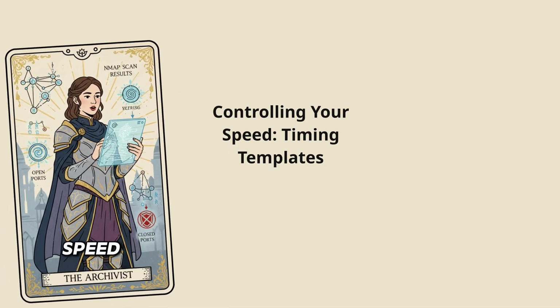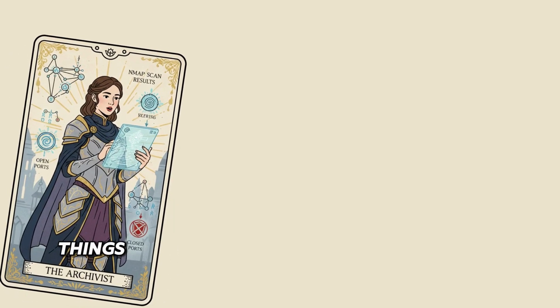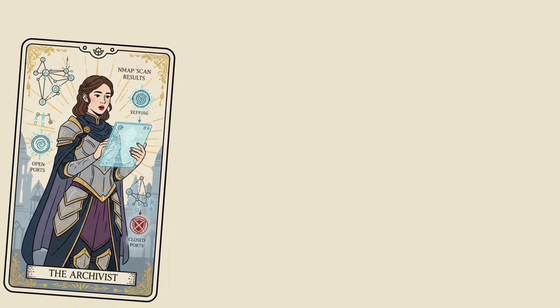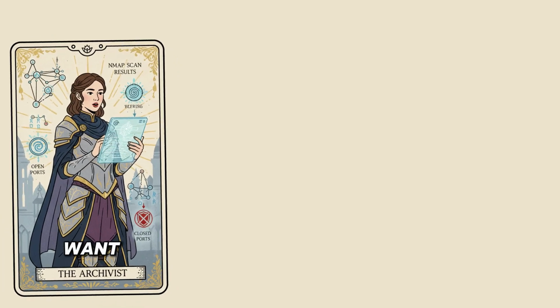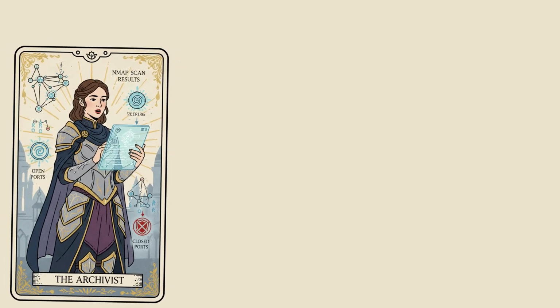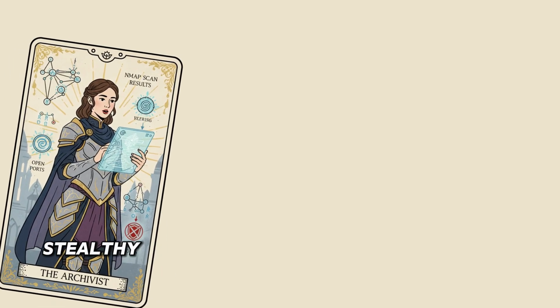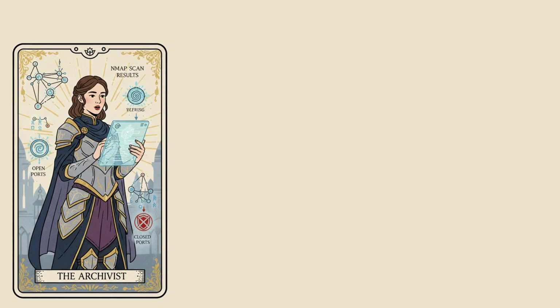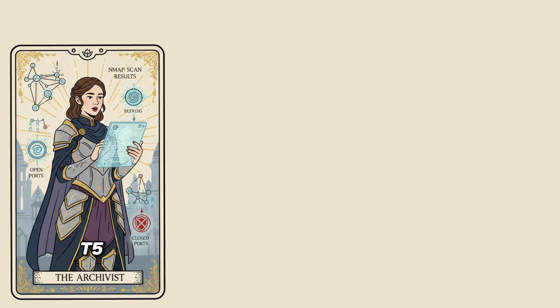Controlling your speed, timing templates. Okay, one of the most important things to control is your speed. You don't want to hammer a server and crash it, but you also don't want to wait 3 days for a scan. Nmap gives you timing templates for this, from super stealthy to blazing fast. These are controlled with the -T flag, from T0 to T5.